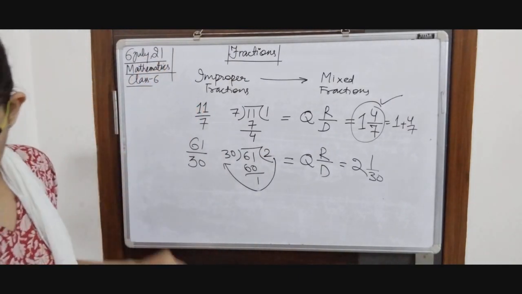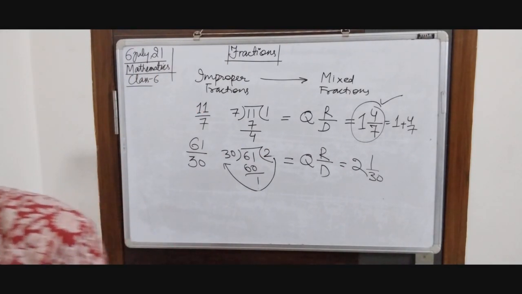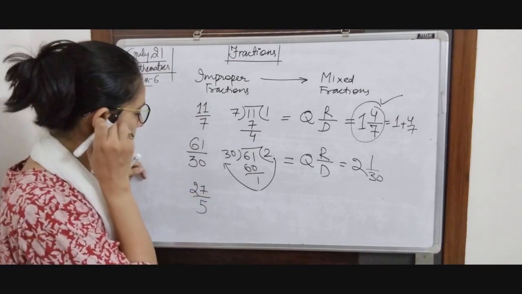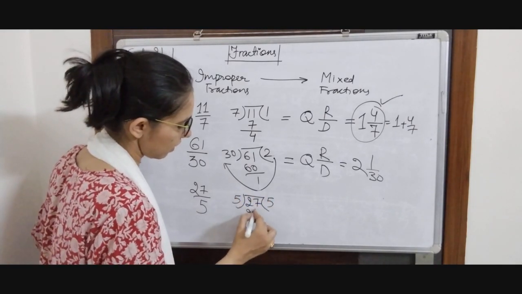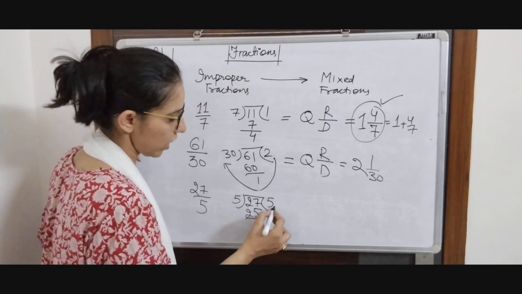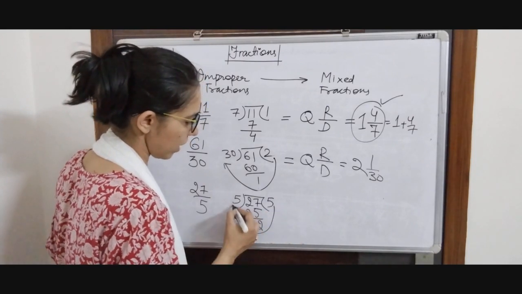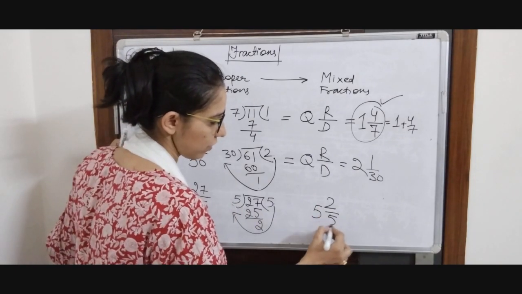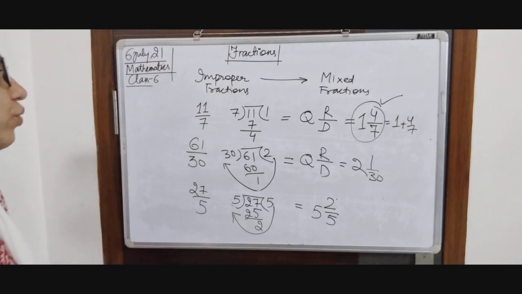So we are going to take another number. Suppose we have 27 by 5. What we will do, we will divide 27 by 5. We will get 5 5s are 25, remainder is 2. So we are going to follow this loop, which is going to be 5 2 by 5. So it is going to be this qr by d. This is how we are going to change our improper fraction to a mixed fraction.